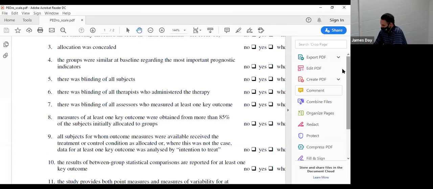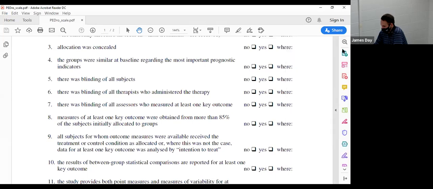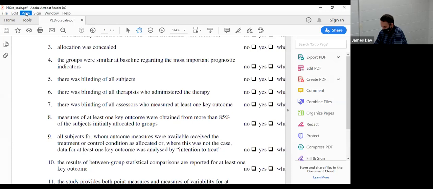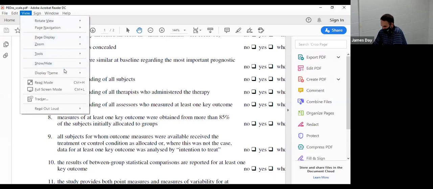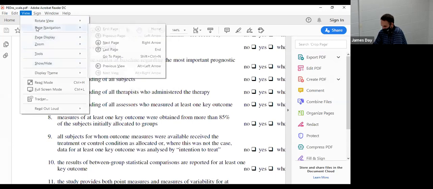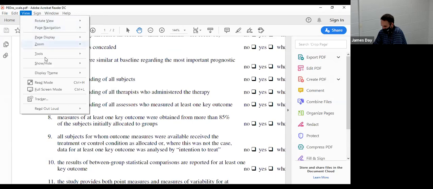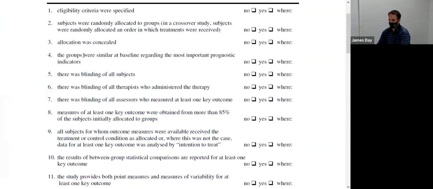8 is pretty self-explanatory. You have to record at least 85% of the measures in one of the key outcomes. So this has to do with drop rate. If for whatever reason there was a difference in drop rate, meaning that people were more likely to drop off in one study, or there was just a lot of people dropping out of the study, that would be a threat, because usually people that aren't getting better or aren't seeing results are more likely to drop.